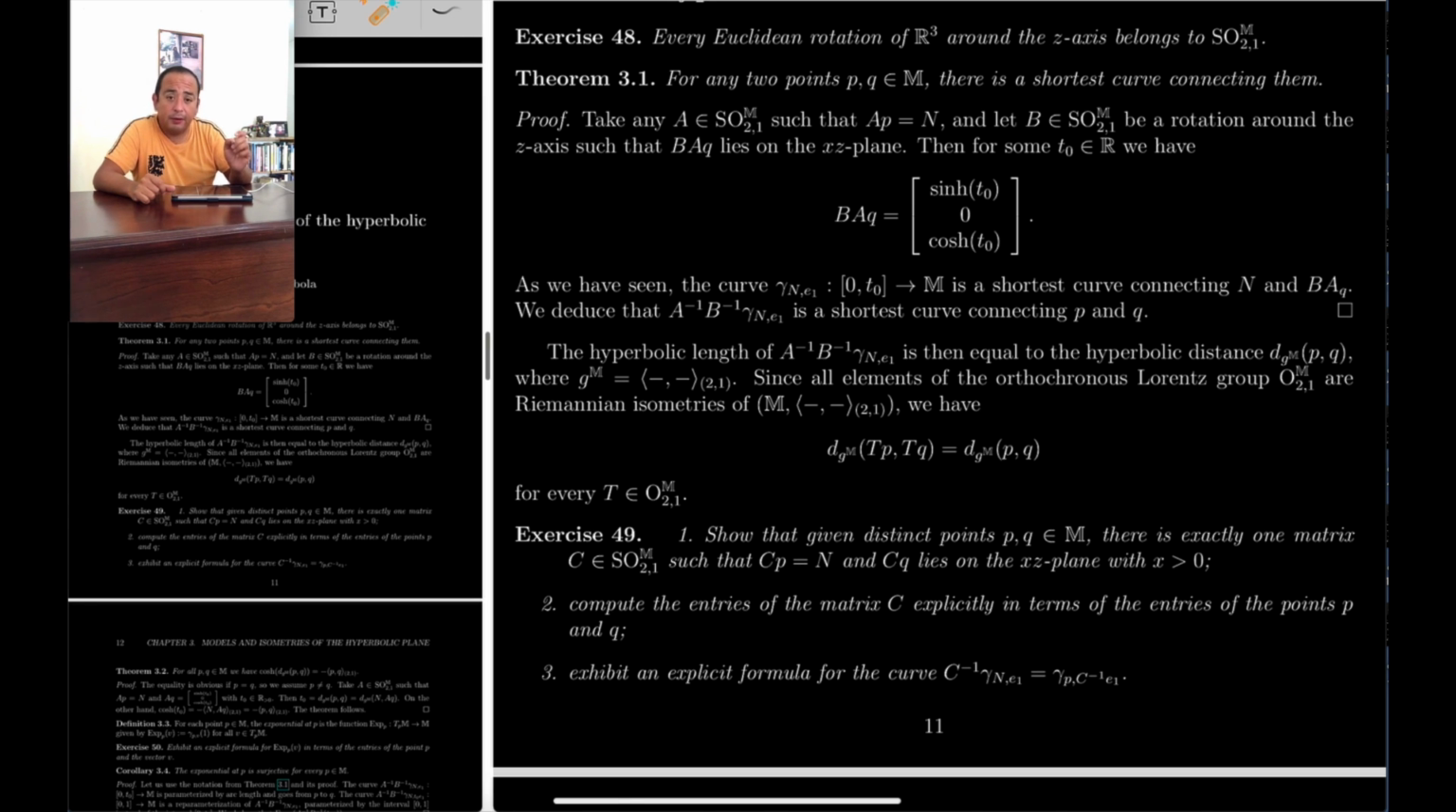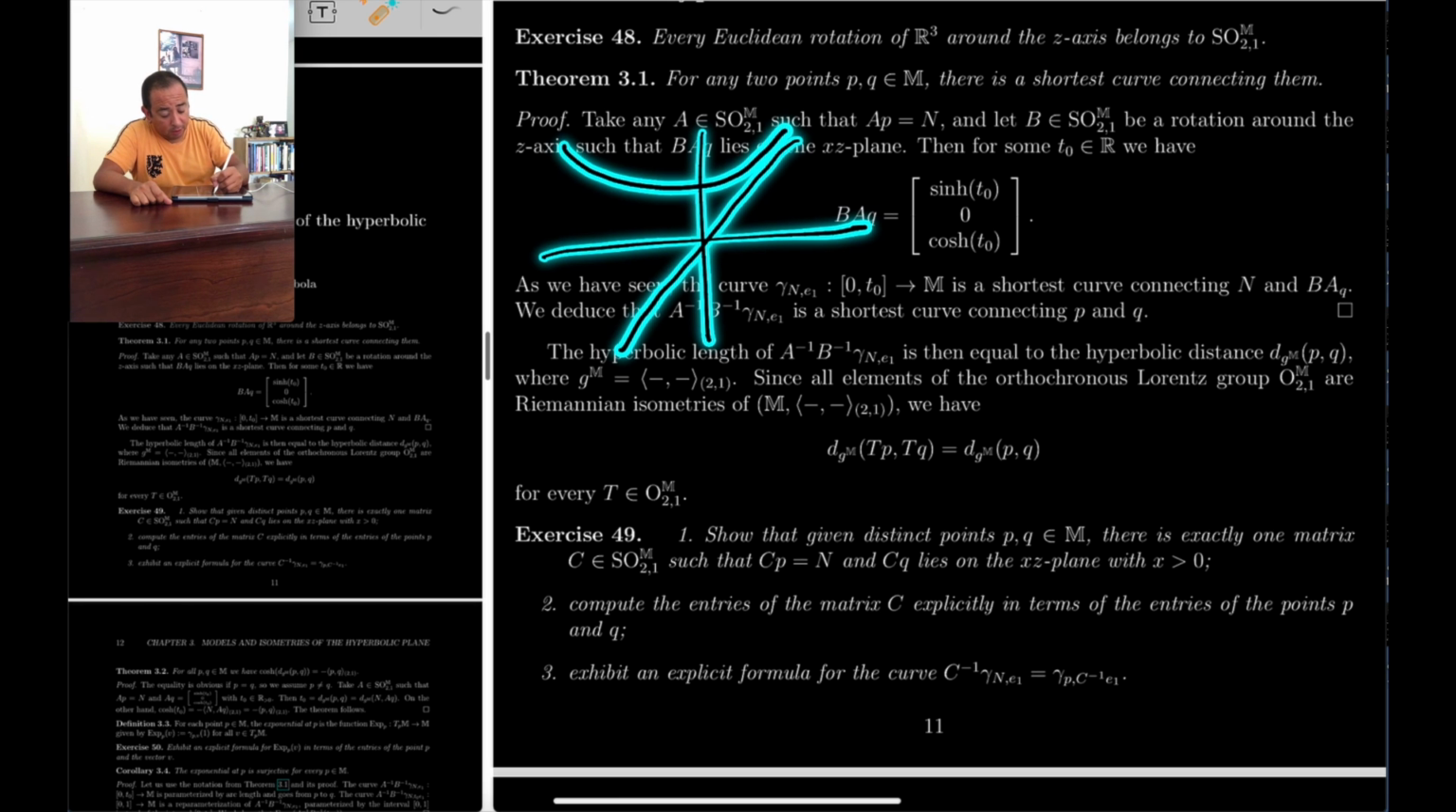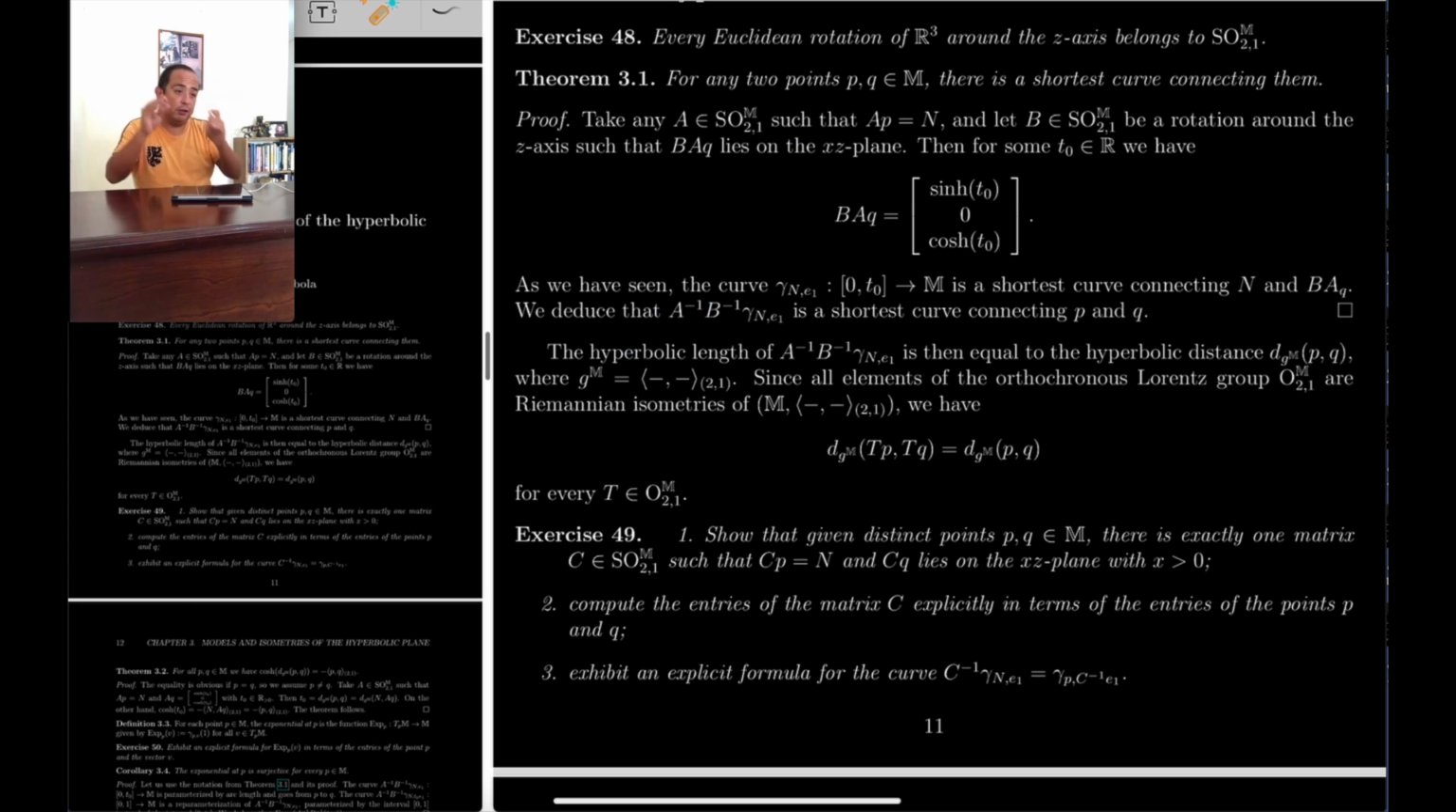So remember that the action of the restricted Lorentz group on the hyperboloid is transitive, so that we can always take a matrix that moves one of our points to n. Okay, so once we have moved one of our points to n, the point 0, 0, 1, the next thing I'm going to do is to rotate so that the other point then sits on the xz plane. So I take a rotation B such that BAQ lies on the xz plane. Of course notice that B fixes n, being a rotation around the z-axis, it fixes n.